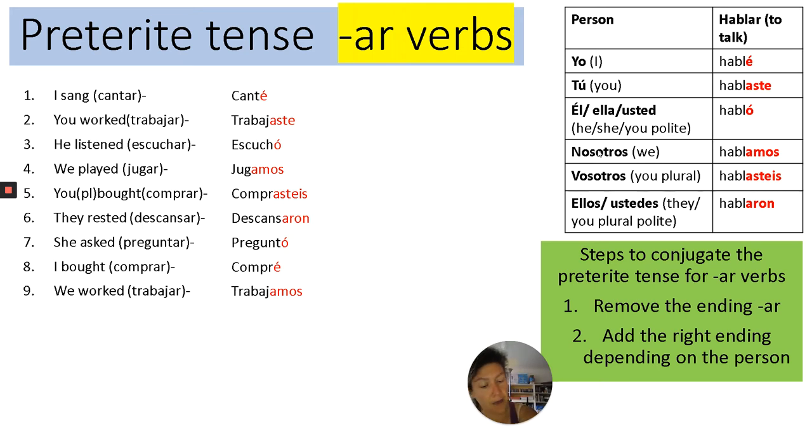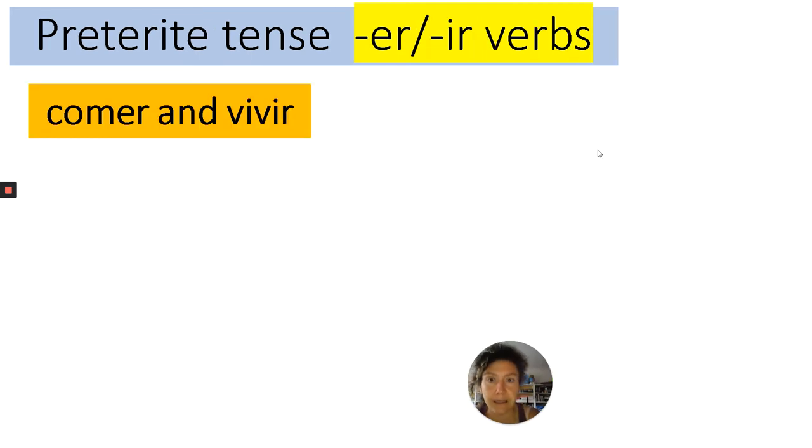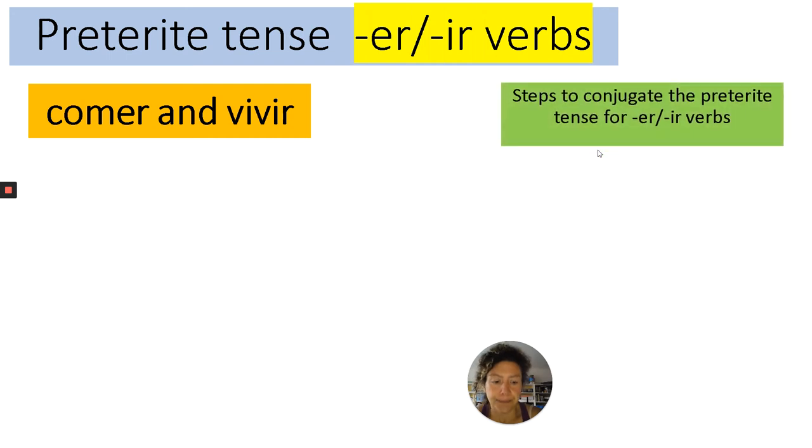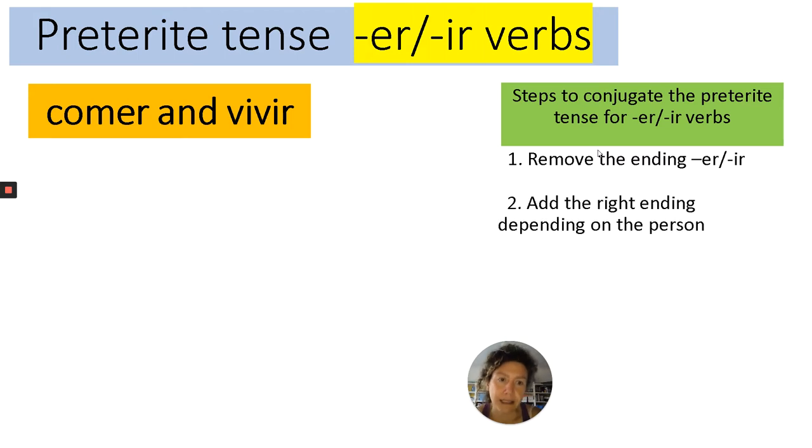Right, let's move on to the next group. So we've done the AR verbs, we've done a little bit of practice, let's move on to the next one. ER and IR verbs. Now, you might be thinking, why do I have these two groups of verbs together? Let's have a look. I've written comer and vivir, can you remember? To eat and to live. So, let's have a look. The steps are exactly the same. We remove the ending and add the right ending depending on the person.